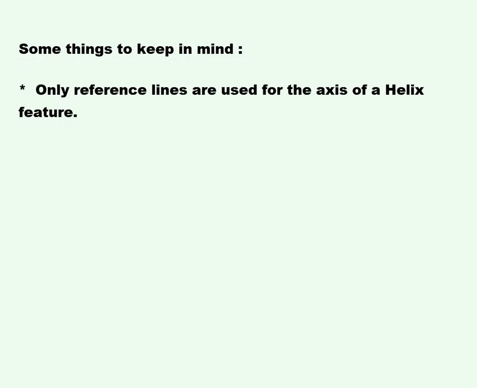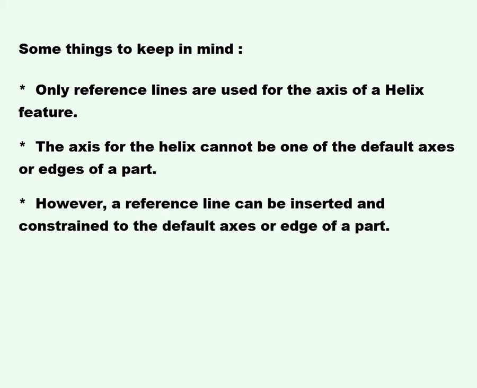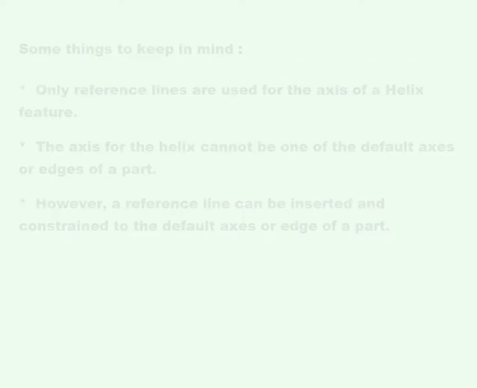Only reference lines are used for the axis of a helix feature. The axis for the helix cannot be one of the default axes or edges of a part. However, a reference line can be inserted and constrained to the default axes or edge of a part.